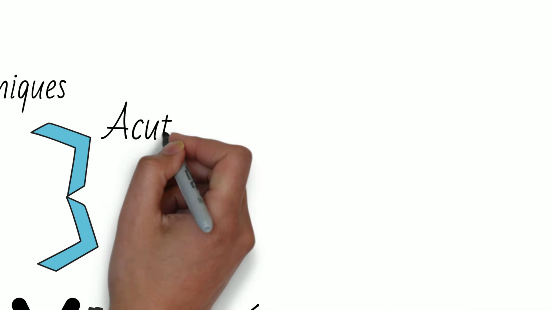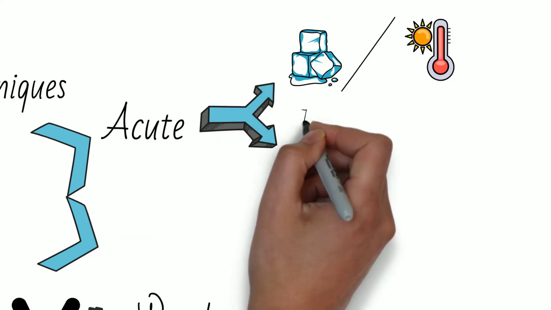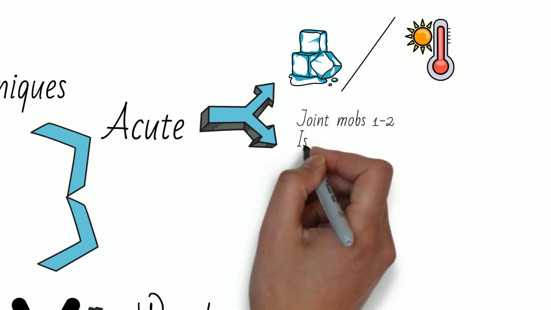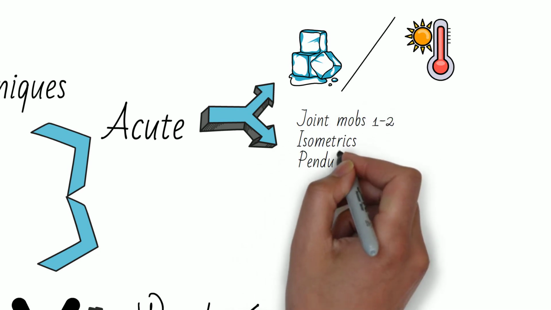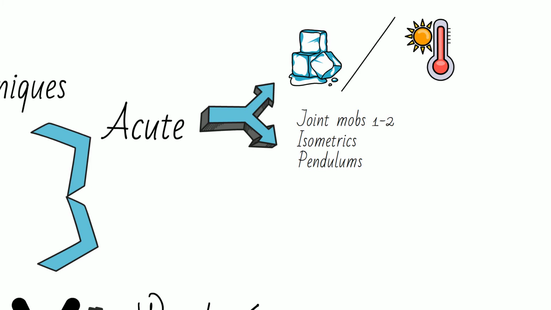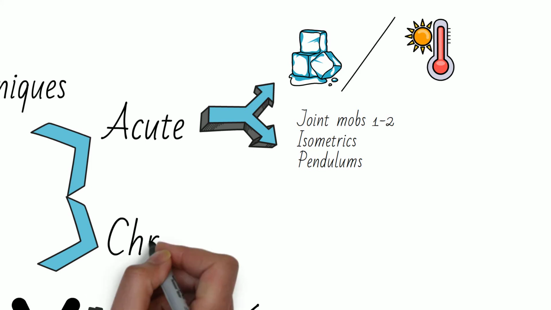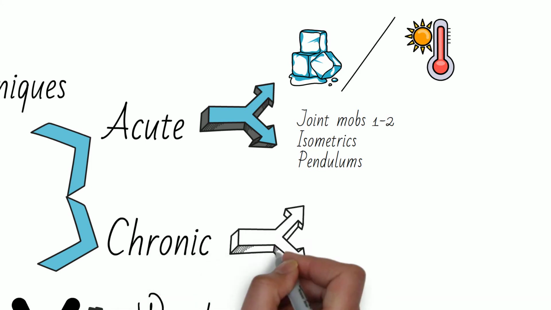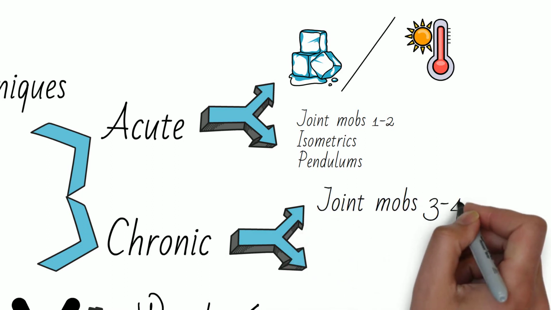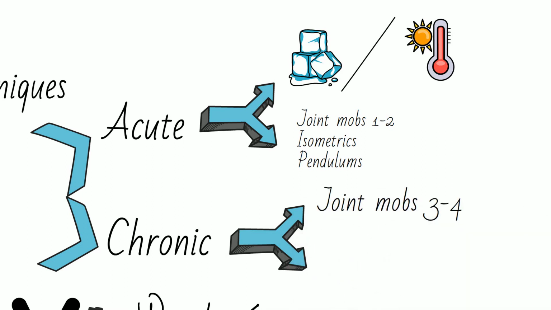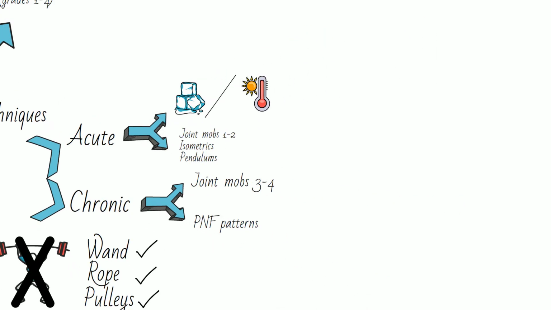In the acute phases, you can be doing ice and superficial heat. The mobs here are going to be more gentle mobs, so thinking grades 1 and 2. Doing progressive strengthening exercises like isometrics and some pendulums to get that range of motion. In the chronic phases, you're going to be looking at higher grades of mobs, so 3s and 4s. Now you're focusing on the joint extensibility and utilizing techniques such as the PNF patterns.